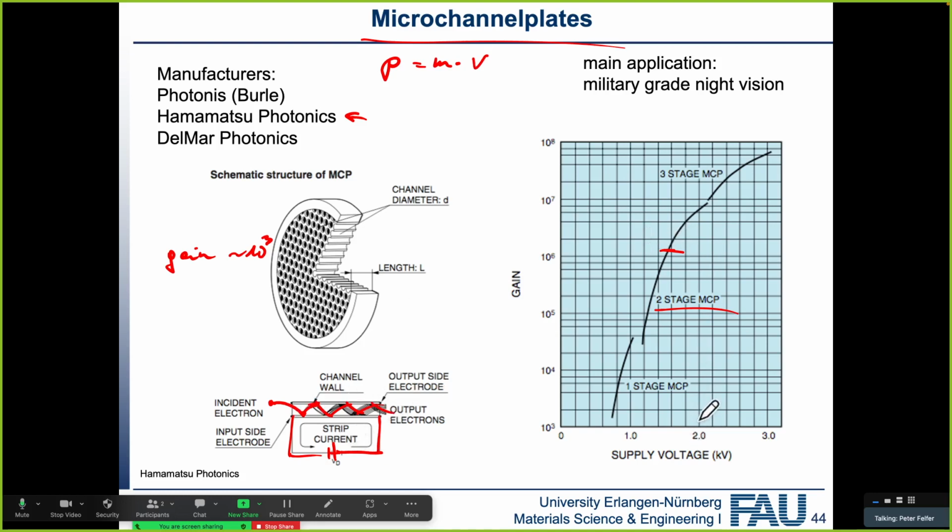And here we can see the gain depending on the supply voltage. Typically, we operate at about 1.2 kilovolts per plate, so 2 to 2.5 kilovolts for the entire stack. Main application of those, by the way, is military-grade night vision. So this is why in times of crisis, sometimes these things get characterized as dual-use goods, and it gets a little bit more difficult to buy them, or you have to fill out stuff saying, yeah, I'm not going to ship them to North Korea or something, because that's where the main application is.